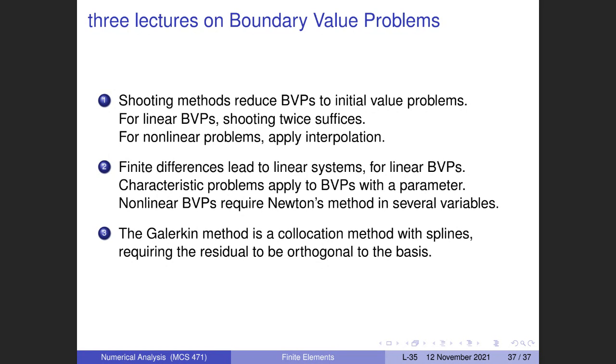With finite differences on 2-point boundary value problems, we had one fixed equation that we always applied, and we got a tridiagonal system out of that. We get a linear system for linear problems. When things get more nonlinear, we can solve eigenvalue problems, that's for certain boundary values that have a parameter in them. For a general nonlinear boundary value problem, we can apply Newton's method in several variables. So today we ended with Galerkin methods, which also reduce the problem to a linear problem, but apply collocation.